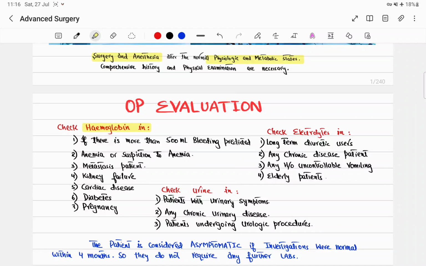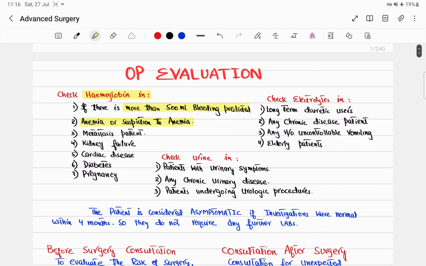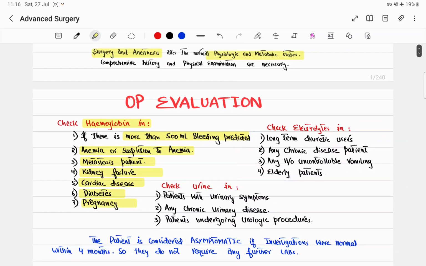The test for hemoglobin, like CBC, is performed in patients in whom more than 500 ml bleeding is predicted, or who have anemia, or there is a suspicion of anemia. Also patients with metastasis, kidney failure or kidney diseases, cardiac disease, diabetes and pregnancy. These patients have to undergo a check for hemoglobin.